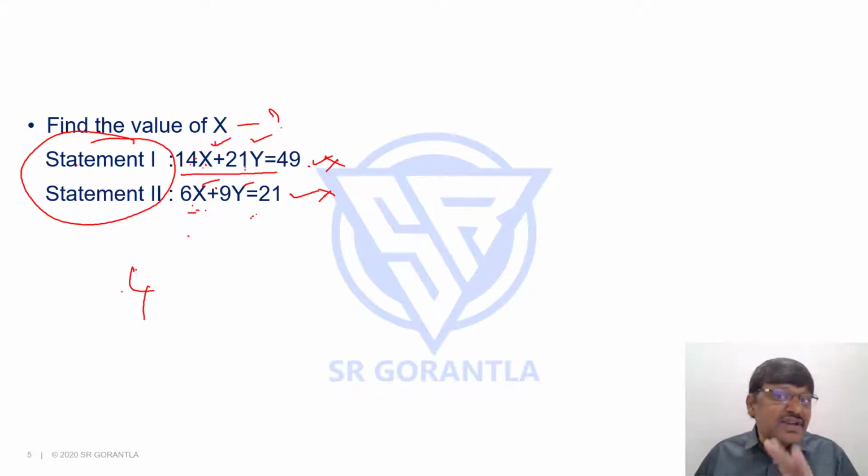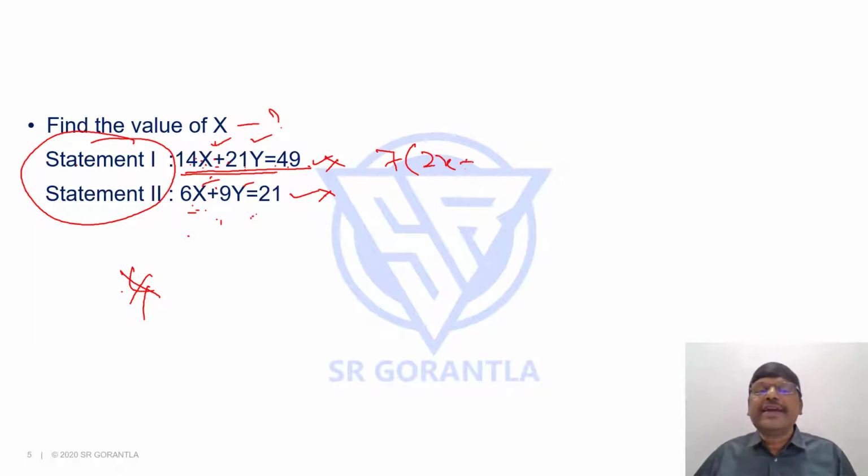No, students, that is the trap we have here. Students, if you recall what I have said in the previous question, if there are two unknowns, you need two independent equations, two different equations. Are there two different equations, students? 14x plus 21y is 49 means, if you take 7 common, what happens? 2x plus 3y is 7.